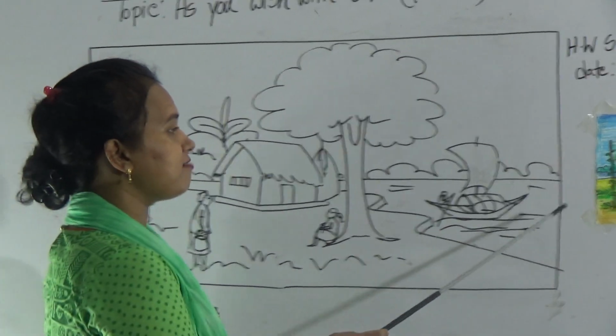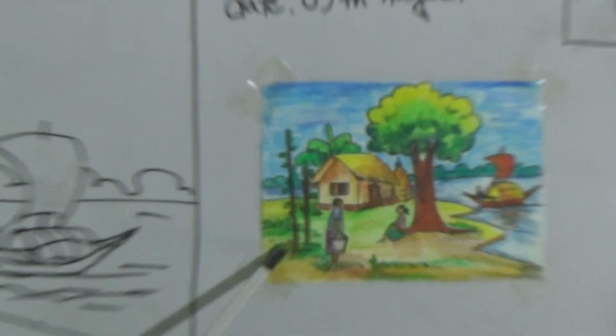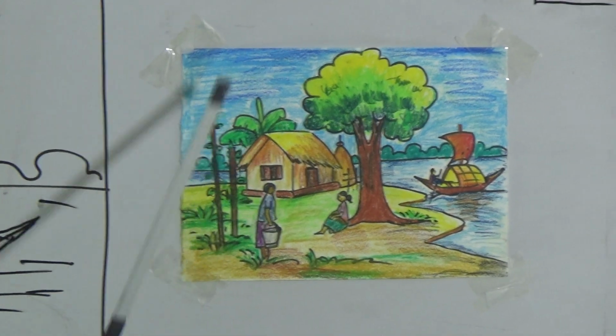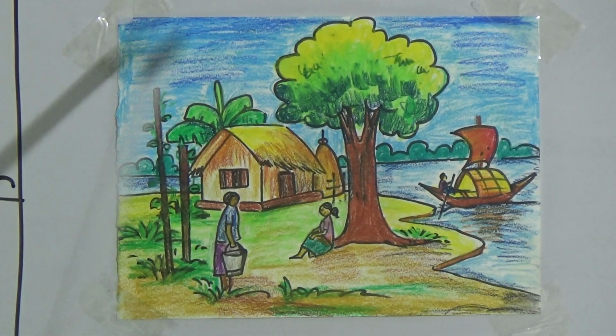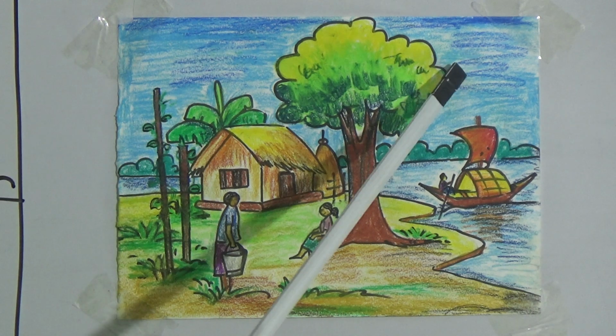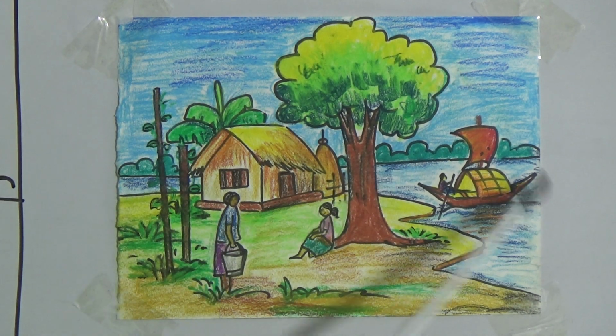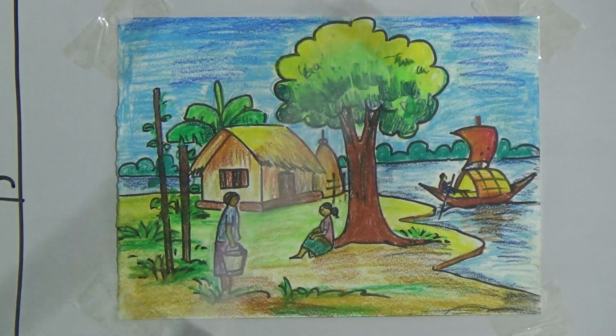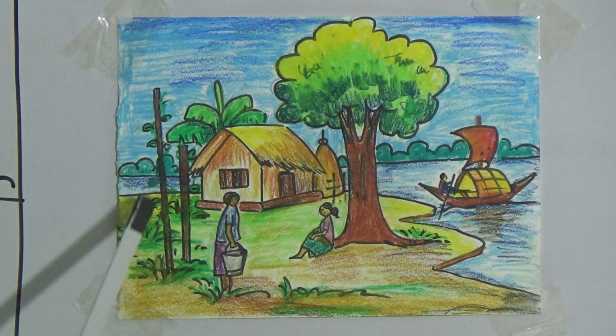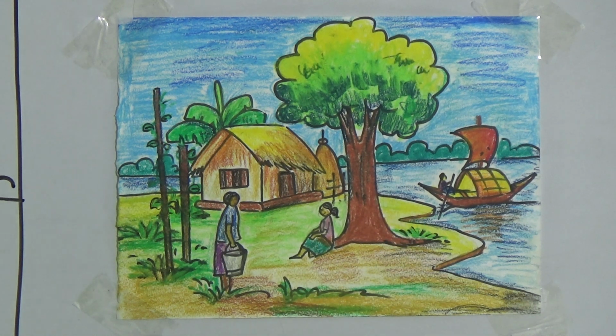Look at the board. I have already colored a picture for you. Always color the big space first. That means on this scenery the big spaces are the sky, the yard, then the river. So I have colored the sky first with light blue and deep blue, and on the yard I have used light yellow, light green color, and here I have used deep yellow and brown color.